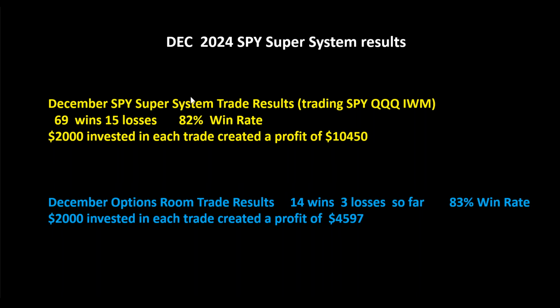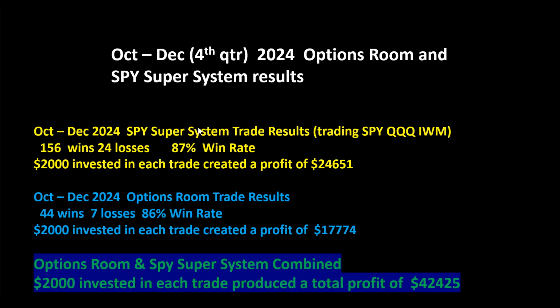All right, and here was the December Super System. This is the last one I posted. 69 wins, 15 losses, 82% win rate. Produced 10,500, with 2,000 in each trade. In the room, just 45.97 with 14 wins and 3 losses. Didn't have a lot of trades, only 17 trades in the trading room, an 83% win rate. So that's the SPY Super System. Those are the results of it.